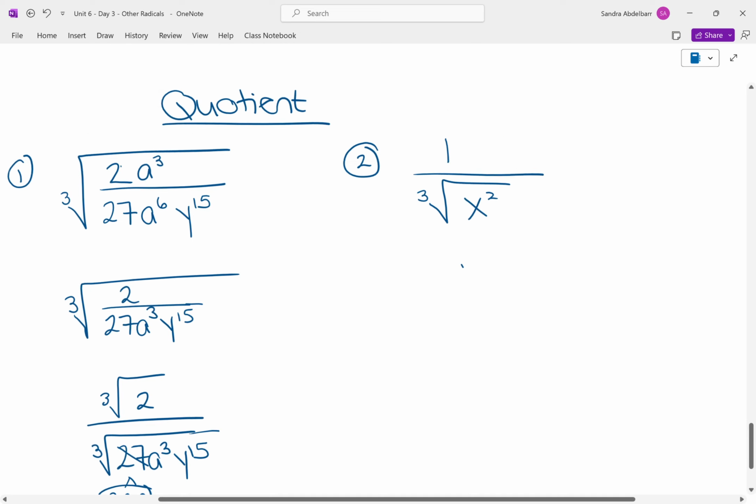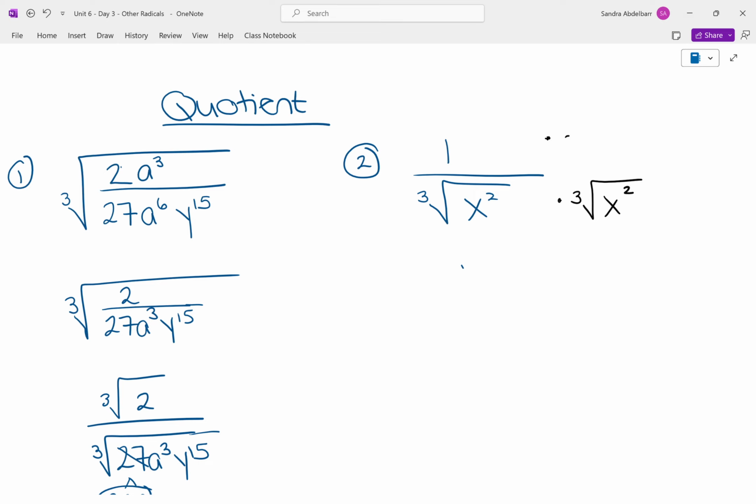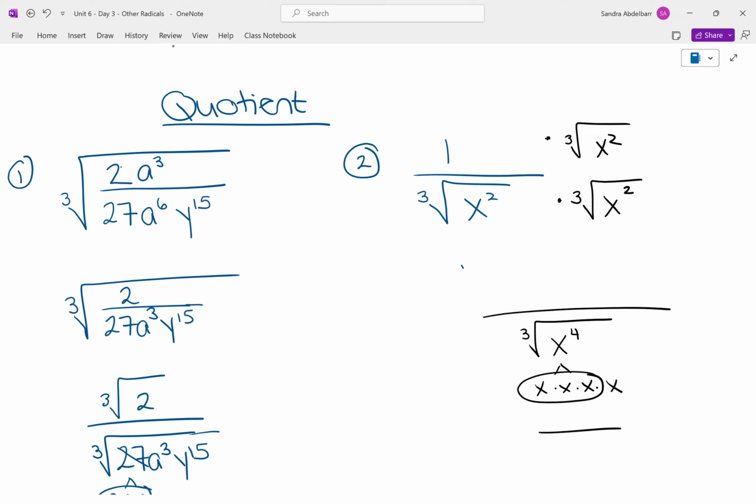Let's say we tried that here. So I'm like, okay, well, I can't have a radical in the denominator. I'm just going to multiply it by itself. So I'm going to multiply by the cubed root of x squared times the cubed root of x squared. Well, in my denominator, x squared times x squared is x to the 4th. But then isn't that 1, 2, 3, 4 x's? So 1 x would come out, but wouldn't there still be an x on the inside of that radical? So did that fix the radical being in the denominator, multiplying it by itself?